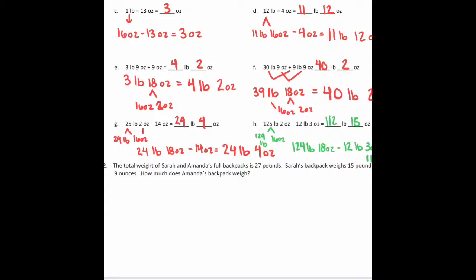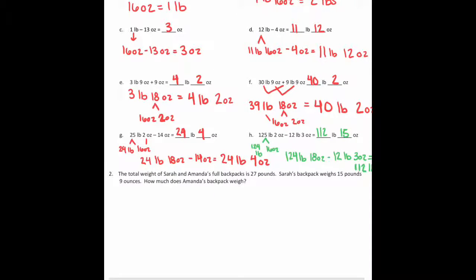All right, let's look at this word problem. Number 2 says the total weight of Sarah and Amanda's full backpacks is 27 pounds. Sarah's backpack weighs 15 pounds and 9 ounces. How much does Amanda's backpack weigh? So we're going to have to subtract in order to figure out Amanda's backpack weight, since we know the total and one of the girls.